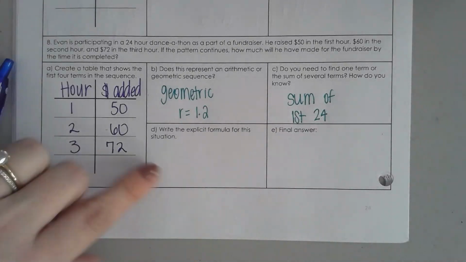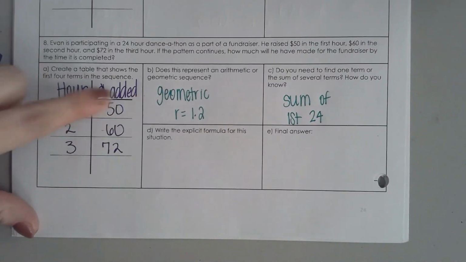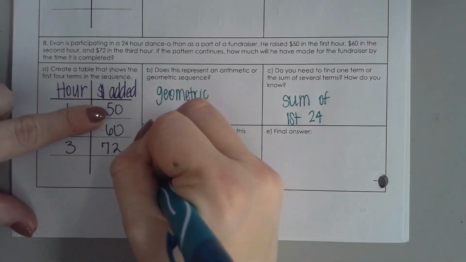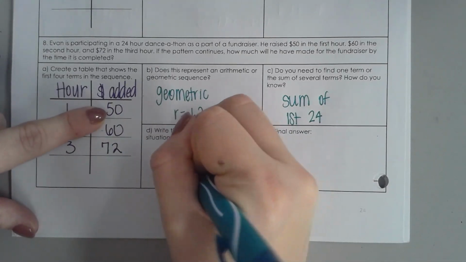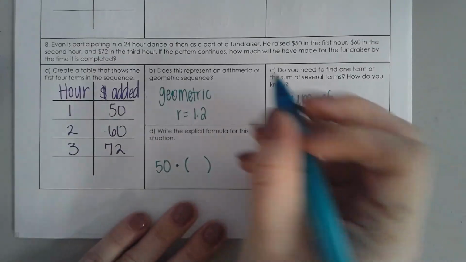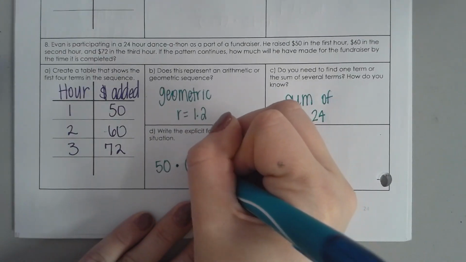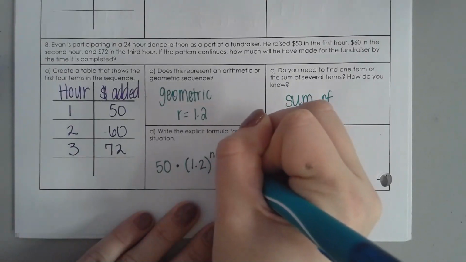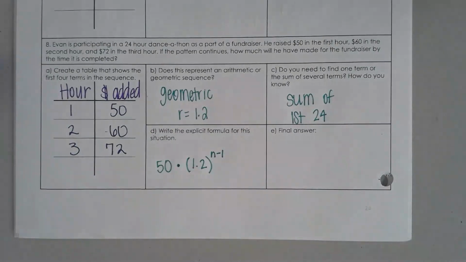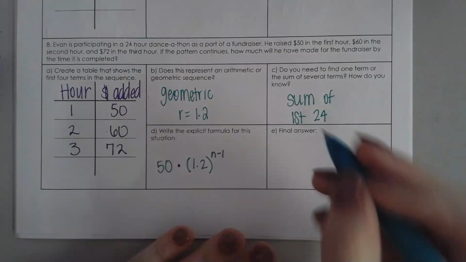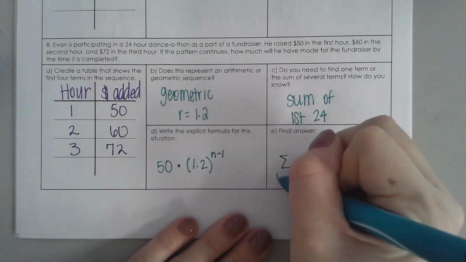So the formula that goes with it, it's geometric. So our A1 is 50 times, what was that R? 1.2 to the n minus 1 power. And because we're doing a sum, we need sigma.